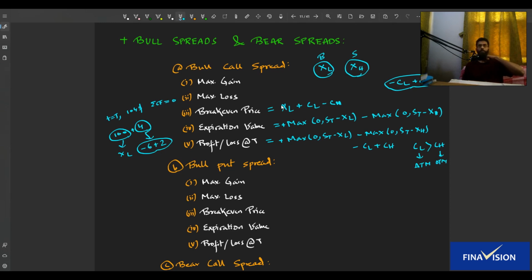So this is what is being represented in this formula. XL plus CL minus CH. This is the break-even price for bull call spread.